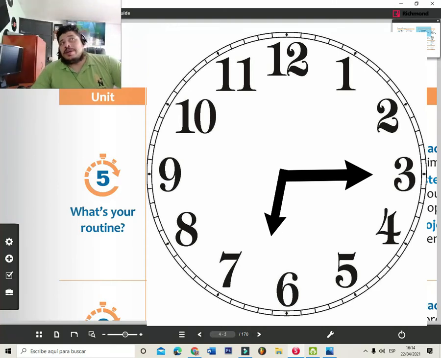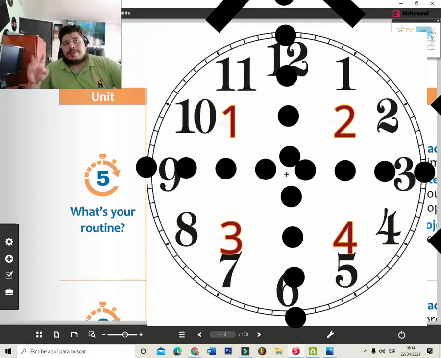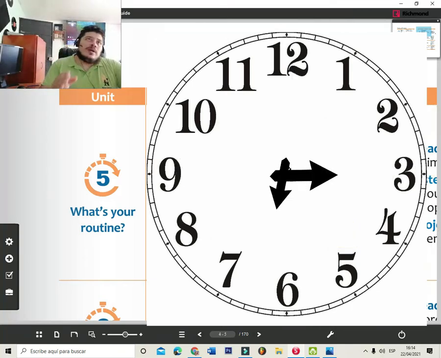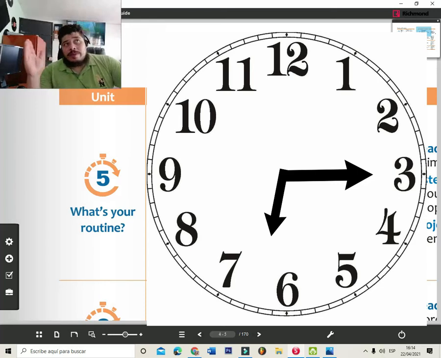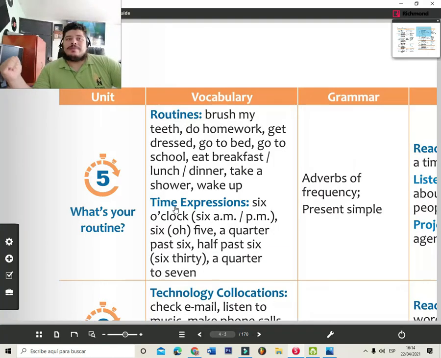So remember, in 1 hour we have 4 quarters. So for a quarter past, the small arrow is showing a number, right? Then the big arrow, that is the one for the minutes, is going to be pointing directly to number 3.